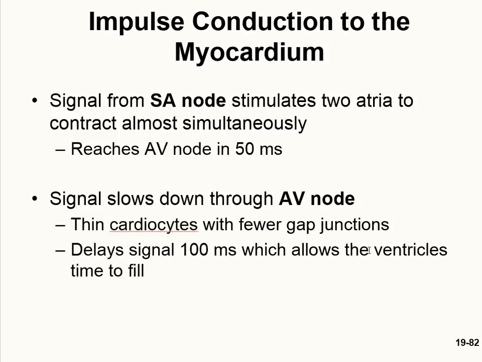So the signal from the SA node stimulates the two atria to contract almost simultaneously. The signal then slows down through the AV node. Remember, the AV node's job was to actually slow down that signal. We don't want the whole heart pumping at the same time. So this area has fewer gap junctions, which then helps to delay that signal. Only 100 milliseconds though. This gives the ventricles time to fill up with blood.